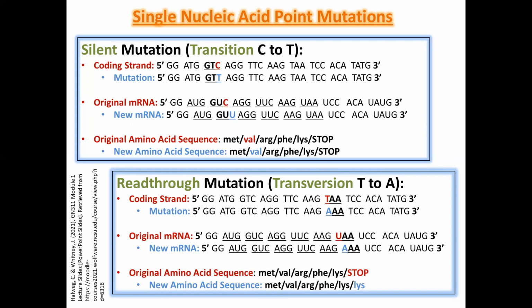The second box shows a read-through mutation, where a single nucleotide changes a stop codon so that it now results in an amino acid being added to the chain and possibly more after. In the coding strand, the thymine is seen to be replaced by an adenine, a transversion. This causes the mRNA to now translate a lysine amino acid rather than halt the translation process.